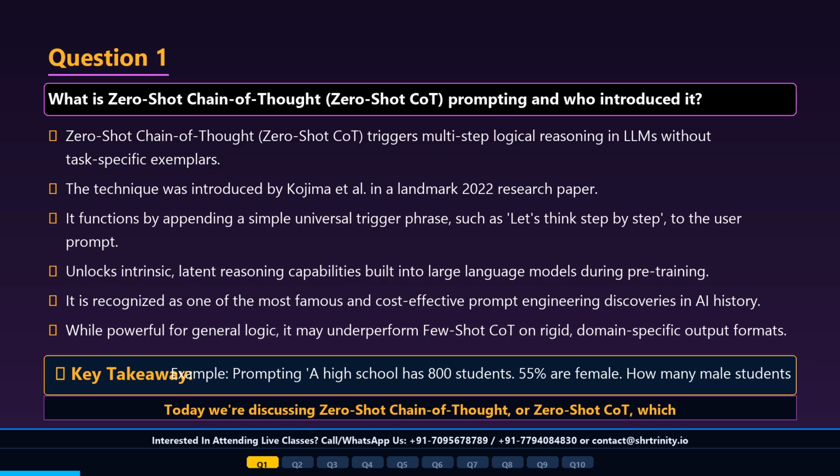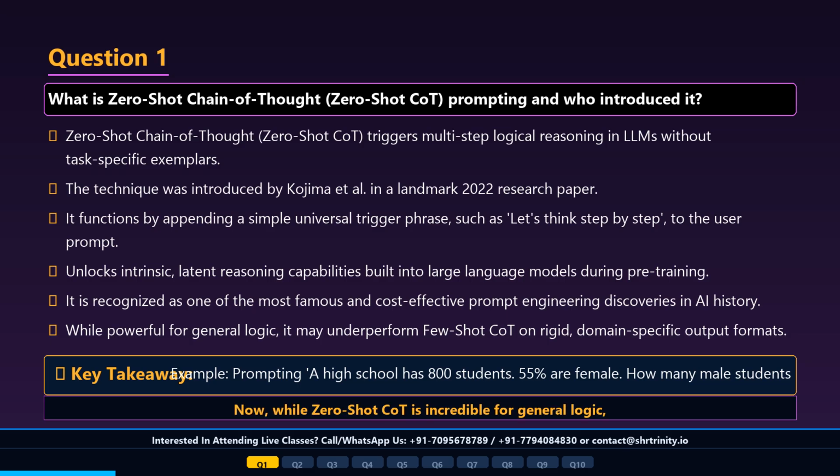Zero-shot chain of thought, zero-shot CoT, is a technique where adding the simple trigger phrase, "let's think step by step," to a prompt induces multi-step reasoning without providing any task-specific exemplars. It was introduced by Kojima et al. in 2022. Prior to zero-shot CoT, researchers believed CoT required handcrafted few-shot exemplars. Kojima et al. discovered that LLMs possess intrinsic step-by-step reasoning capabilities that can be unlocked with a single universal prompt prefix.